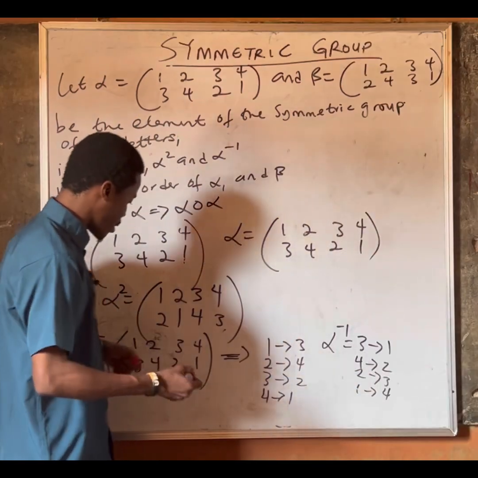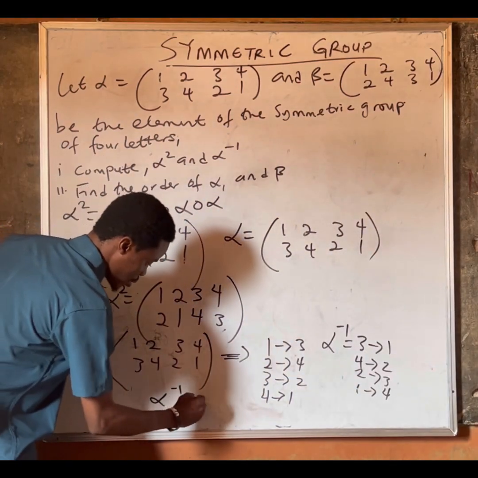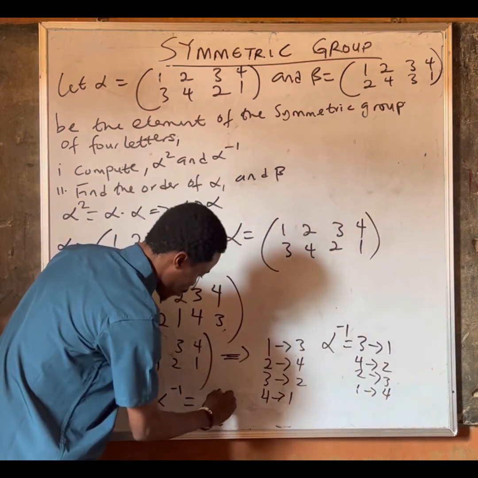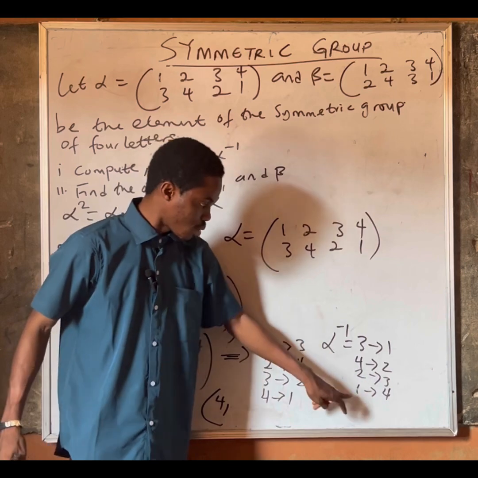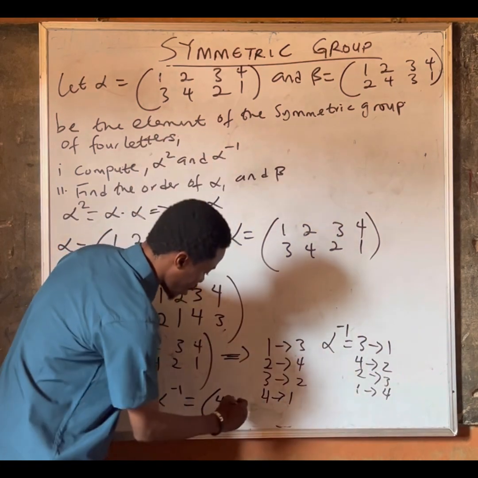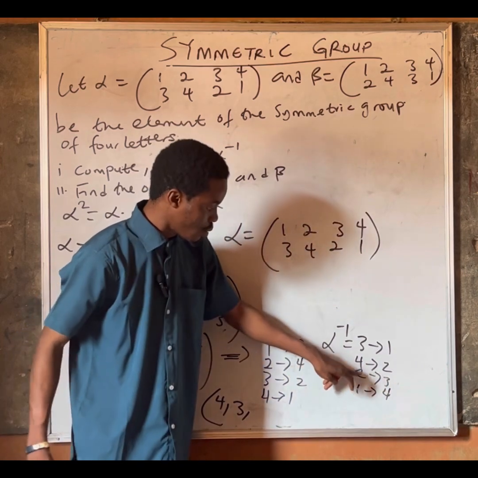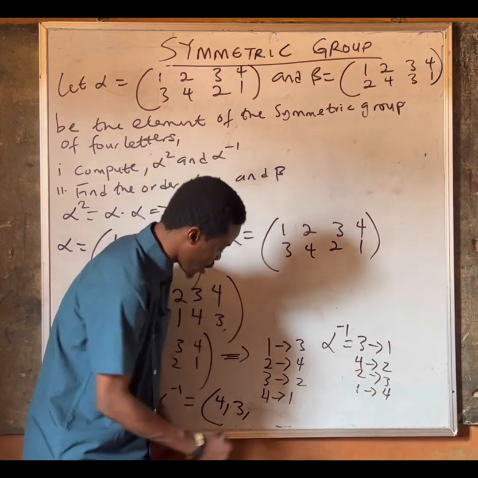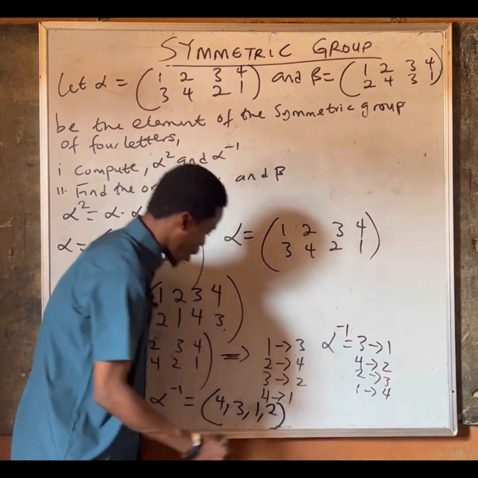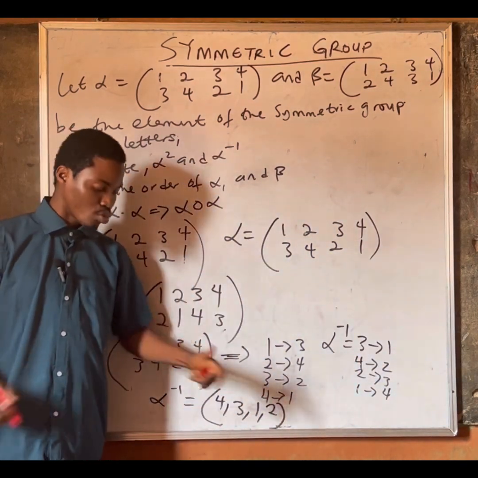Our alpha inverse will not be written in that order. 1 is mapped to 4, we have 4, because 1 comes first. So 2 is mapped to 3, we have 3. Then 3 is mapped to 1, we have 1. Then 4 is mapped to 2, we have 2. So our alpha inverse is 4, 3, 1, 2.